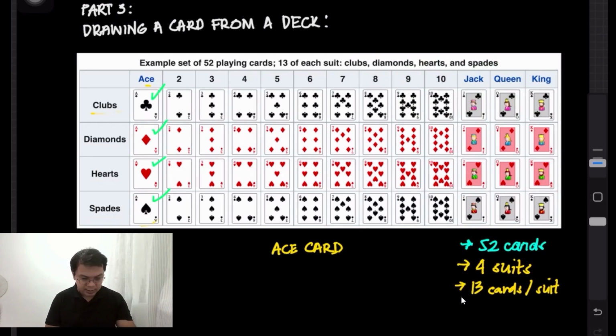What do we know about the ace cards? There are four ace cards in our standard deck, since there are four suits. Each card has a different suit: we have the ace of clubs, ace of diamonds, ace of hearts, and the ace of spades. So why don't we apply the probability formula to calculate the probability of getting a card from a deck, since we now know this information.